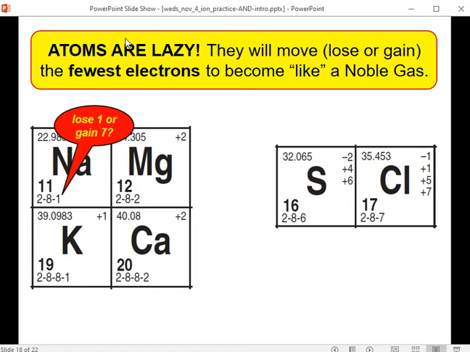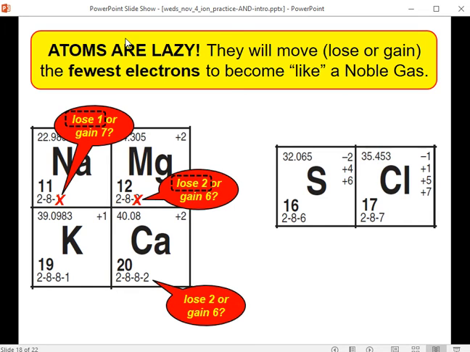What's going to be easier? Remember, atoms are lazy. They want to move the fewest electrons to become like a noble gas. So what's easier? Losing 1 is easier than gaining 7. That's moving fewer electrons around. So sodium is going to kick out or lose 1 electron to become a 2-8 electron configuration. What about magnesium? It's 2-8-2. It could either lose 2 electrons or gain 6 to become like a noble gas, since 8 is a great electron configuration in its valence shell. What's easier? Losing 2 is easier. We're moving fewer electrons. So magnesium, to become an ion, is going to kick out 2 electrons.